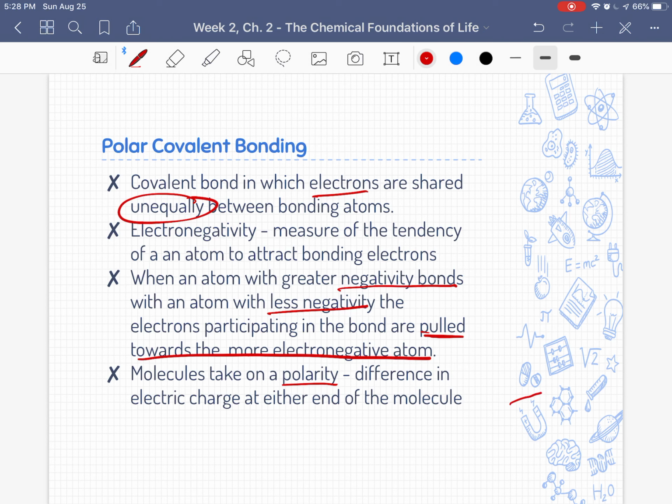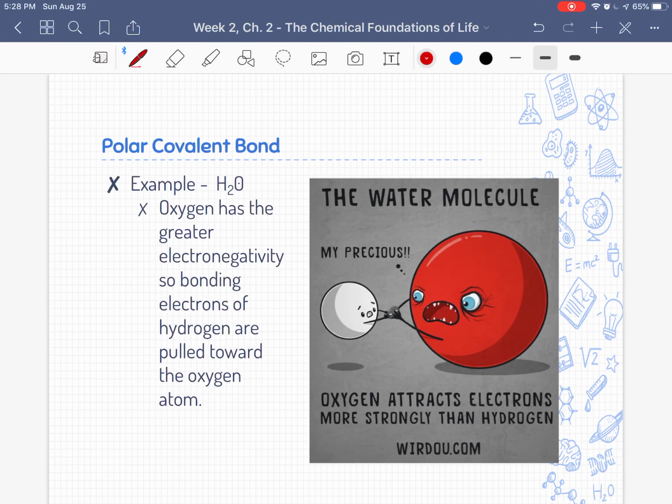So if you look at this little magnet right here, you can see that one side is plus and the other side is negative. So we know that magnets can have polarity, where one side has a different charge than the other side. And that's exactly how a water molecule is going to work. They're going to work like molecular magnets, where one side is positive and the other side is negative. And they're going to be attracted to each other like molecular magnets.